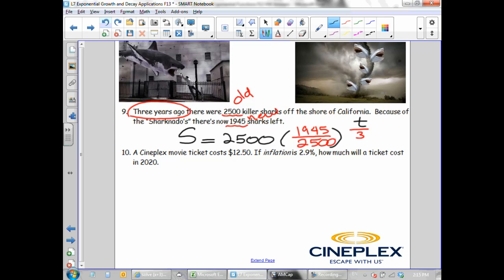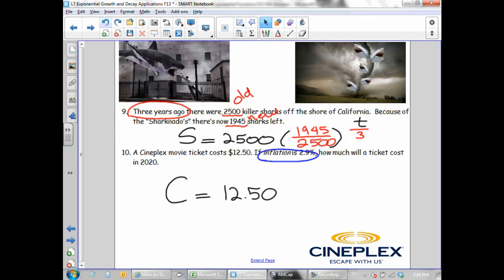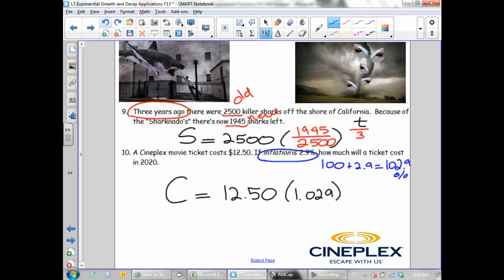Let's predict the future cost of a movie ticket here. So about cost, current cost is $12.50. Inflation, what's that? Gets bigger, like a balloon inflating, right? Where do we start? We start at 100%. So really we're now at 100 plus 2.9, 102.9%. But we don't want to write percent in here. We just have to convert it. 1.029.